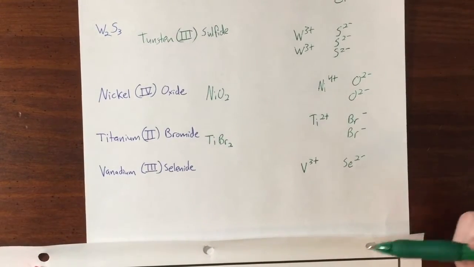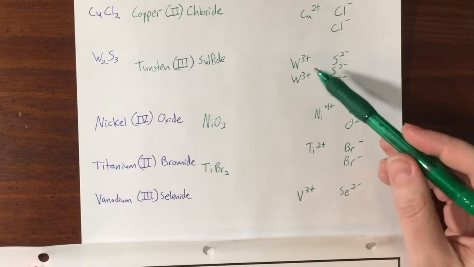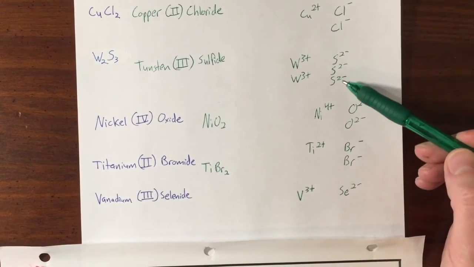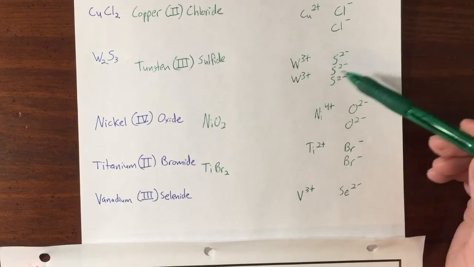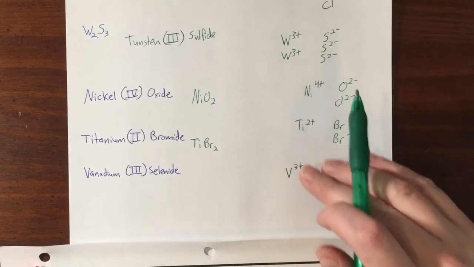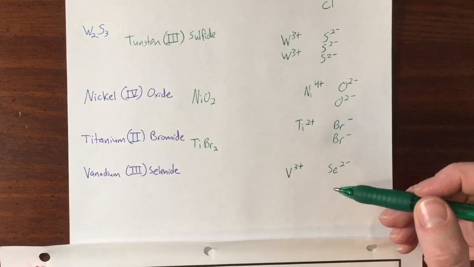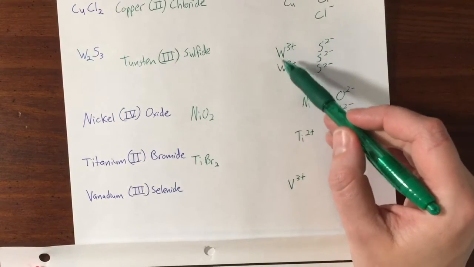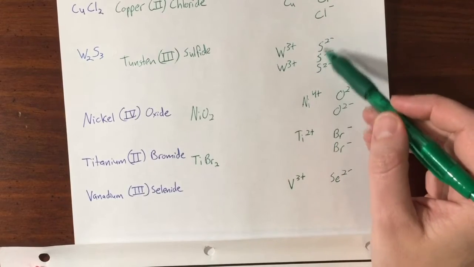I like to recognize patterns. So here I had a 3+ charge on my cation and 2- charge on my anion, and ended up with 2 of these and 3 of these. And usually that kind of pattern repeats itself. Another fun thing to look at is 2 charge, 2 of the other kind. 3 charge, 3 of this kind.